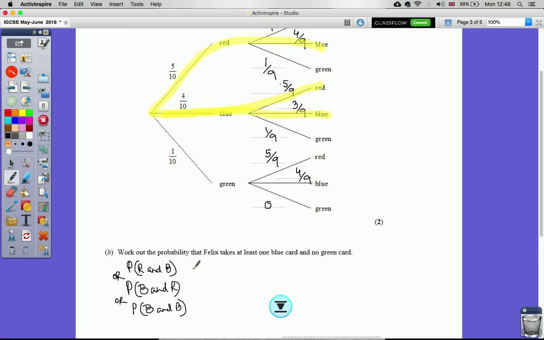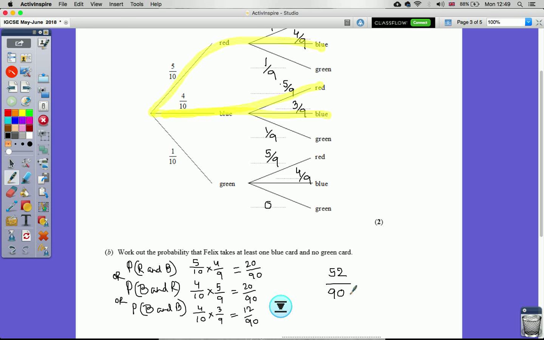So red and blue is 5 out of 10 times 4 out of 9. Blue and red is 4 out of 10 and 5 out of 9. And blue and blue is 4 out of 10 times 3 out of 9. So let's see what we get here. 20 out of 90, 20 out of 90, and 12 out of 90. If I add them all together, I will get 52 out of 90.